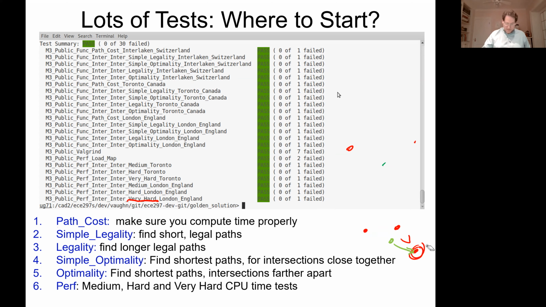Let's see. Anybody on the chat here passing? I don't think that many people have coded that much yet. To pass very hard, usually you want a reasonable A-star implementation. So that's going to be your fastest algorithm.